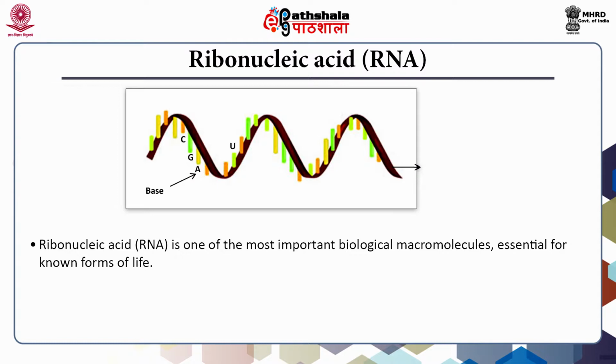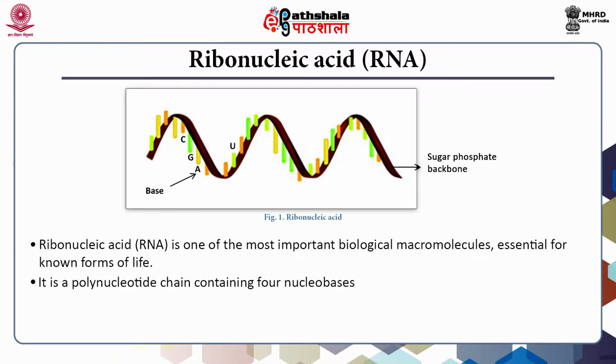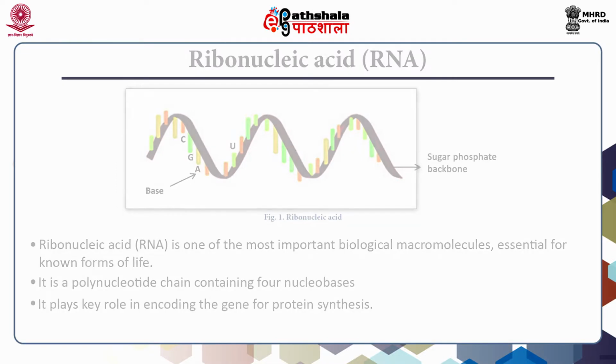Ribonucleic acid or RNA is an important biological macromolecule which is essential for known forms of life. It is a polynucleotide chain like DNA, but single stranded, containing 4 nucleobases, and it plays a key role in encoding the gene for protein synthesis. You can see a picture of a typical RNA in this slide.